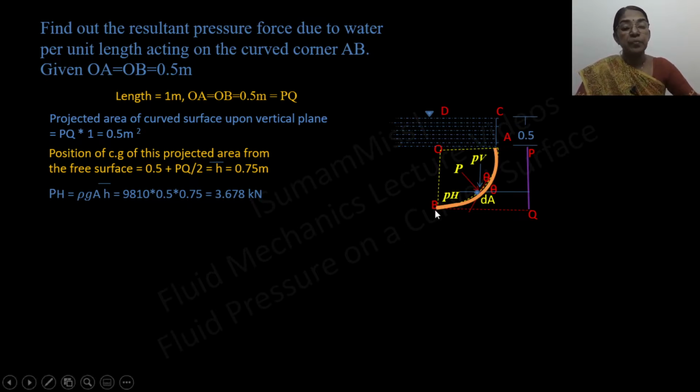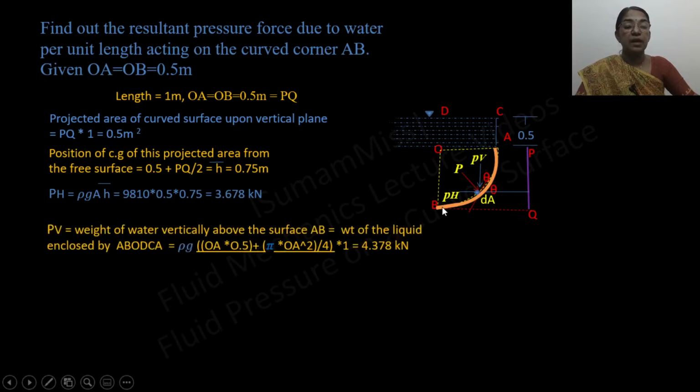Now coming to the vertical component of resultant hydrostatic force. That is equal to the weight of the liquid prism acting vertically over this curved surface AB. So that is equal to the entire area multiplied with the length 1, which will give you the volume, multiplied with the ρg. OA into 0.5 represents the area of CAOD, and pi by 4 into OA square represents the area of the quarter of the circle because OA represents the radius. This total area multiplied with 1 will give you the volume of the water available here, and multiplied by ρg will give you the weight. So PV equal to 4.378 kilonewton.